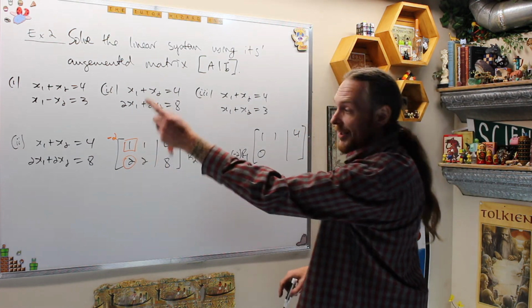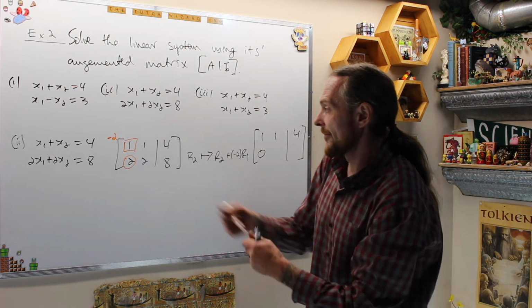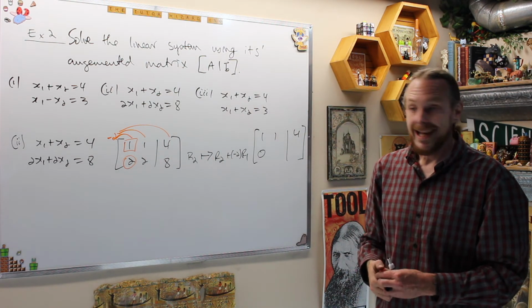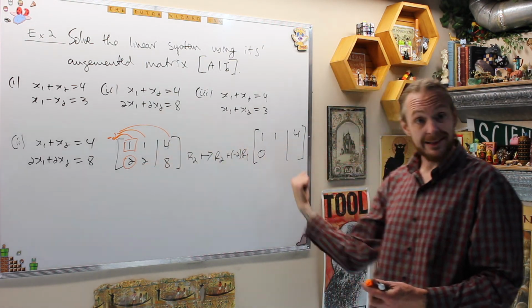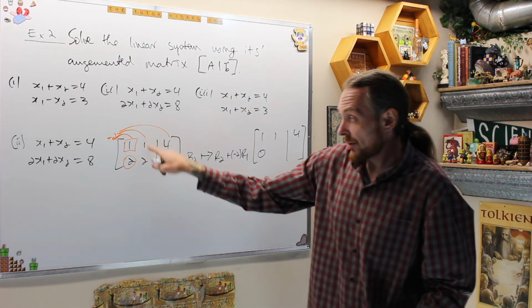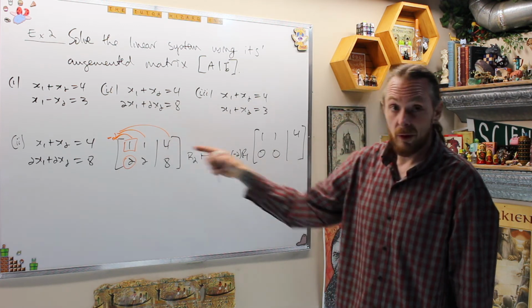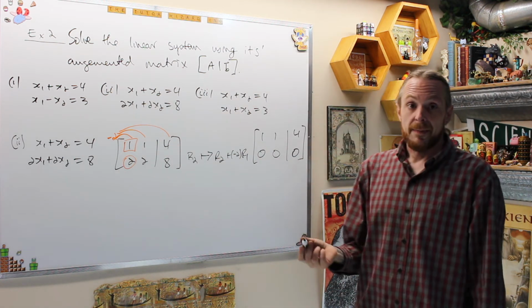2 minus 2 is 0 again, so I'm distributing this onto everyone because we're multiplying the whole equation by negative 2, and then adding it to this row and replacing it. So I get 2 minus 2 again is 0, and then I get 8 minus 2 times 4, which is 8 minus 8, which is 0.